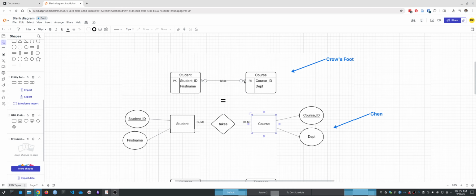There's a minimum and a maximum. We just happen to put them in square brackets in the Chen diagram. But we're going to be using the crow's foot methodology in class. That's how you're going to diagram everything. And you'll be using Lucidchart. This is what you're seeing to diagram these. So that's a brief introduction to the parts of an entity relationship diagram.